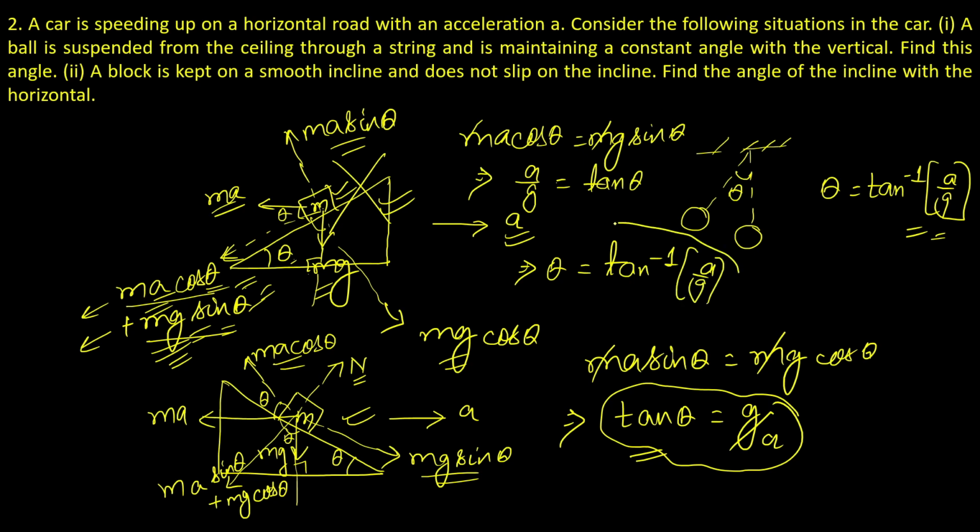So in both cases, like in the first question and in the second case, we are having the same theta, that is tan inverse a upon g, because both the cases are basically similar. One is a ball suspended from a string, and the other is a block on a smooth inclined plane. So both are basically similar questions. So just by doing question number one, I can say with confidence that in the second case also tan theta is equal to a upon g, because both are similar questions.